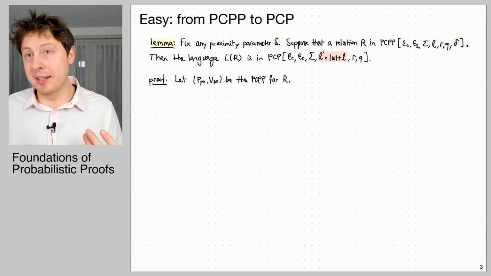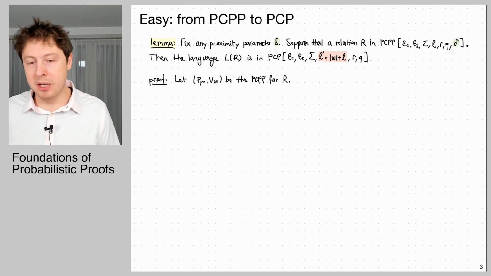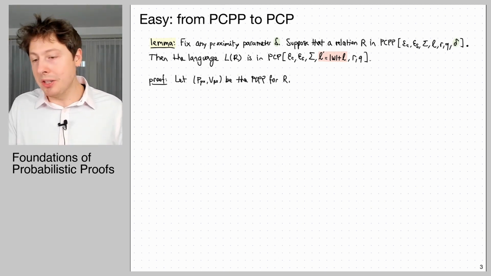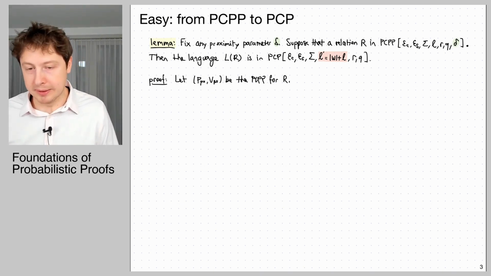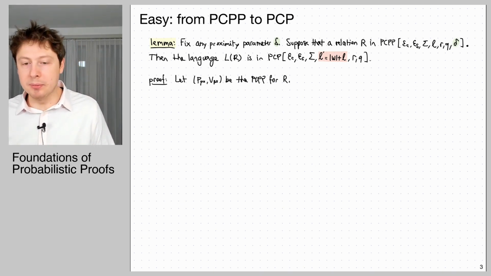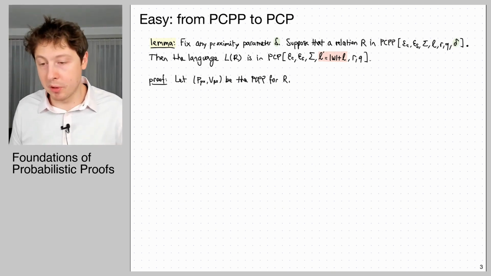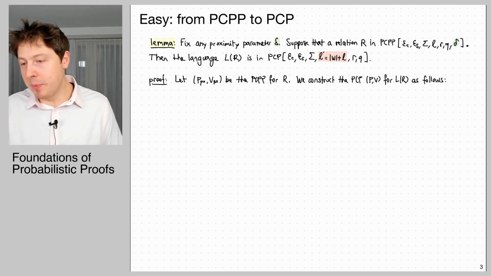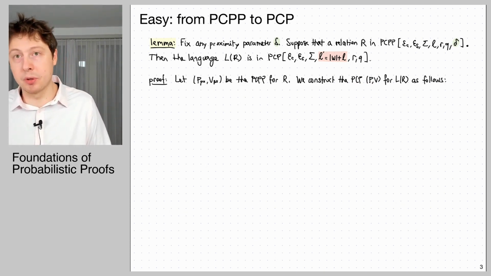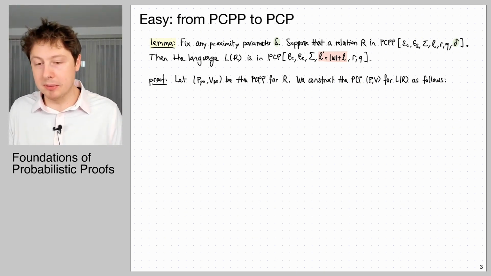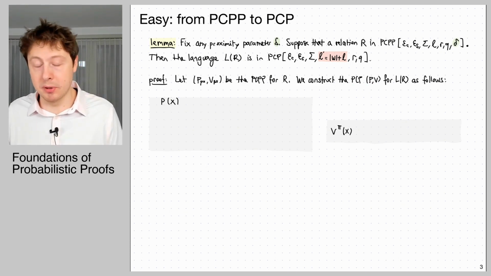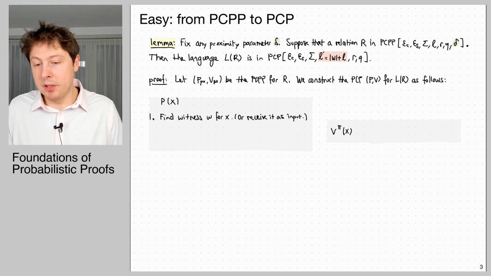So this is also an exercise in terms of definitions, just to become familiar with them. Let's show this, it's a simple proof. Give me the PCP of proximity, the one I start from for the relation. We want to construct the PCP, not of proximity, just a normal PCP for the language. So how is it going to go down? Well, you have the prover and the verifier for the PCP you want to construct. And what are you going to do? You can find the witness for X. Remember that we're considering a language derived from a relation. So just find the witness for X, or you can always receive it as an auxiliary input. That's always possible for a PCP.